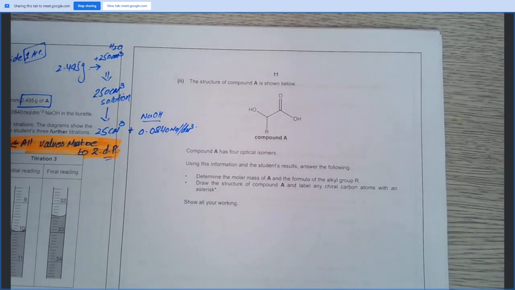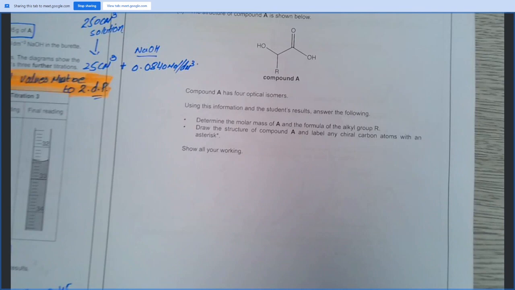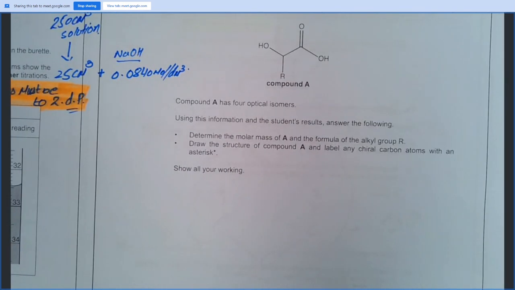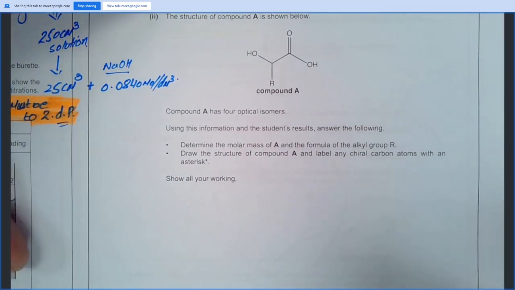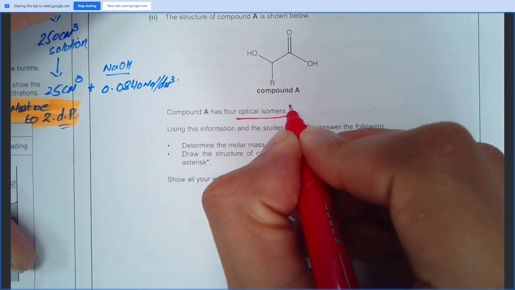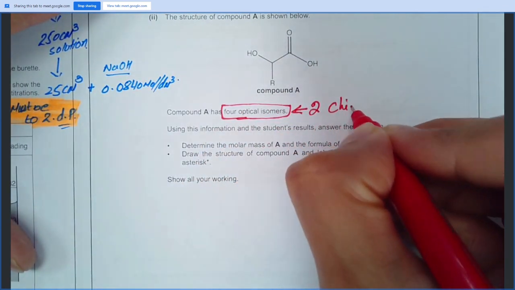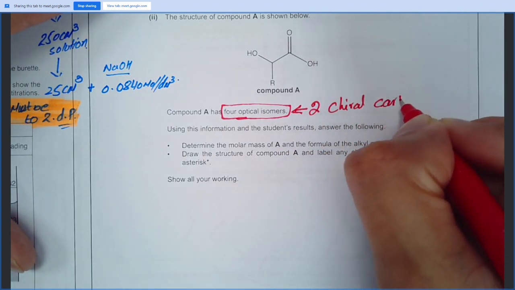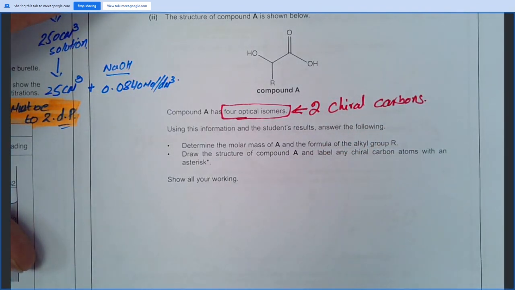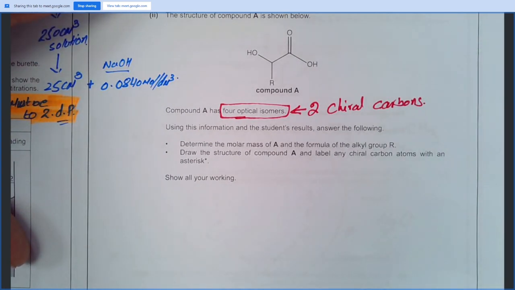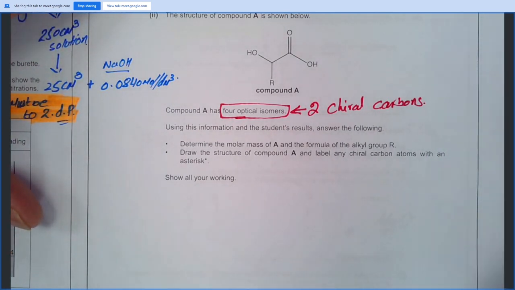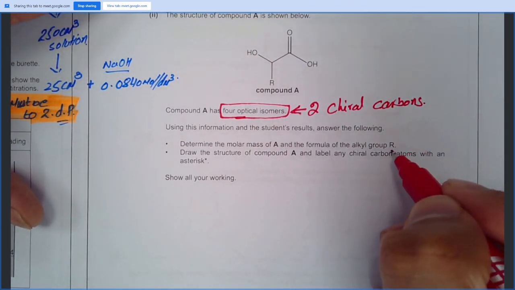Next part: the structure of compound A is shown below. So this is the structure of compound A. Compound A has 4 optical isomers, which means there are 2 chiral carbons. Using this information and the student's results, answer the following: determine the molar mass of A and the formula of the alkyl group R.